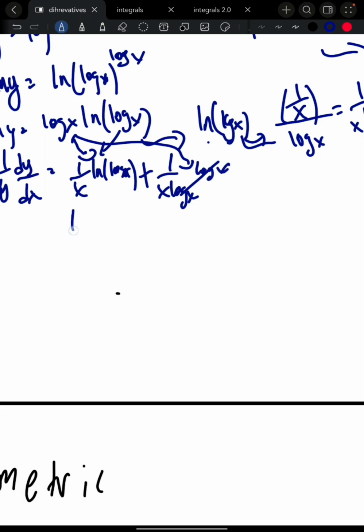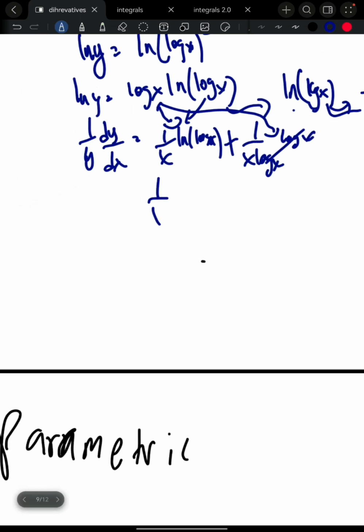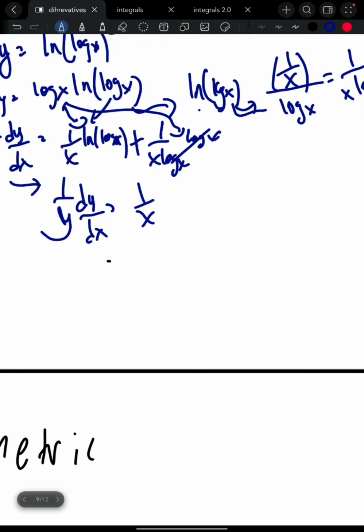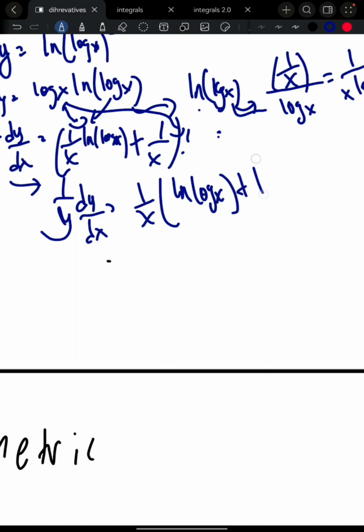So this cancels out, so you get 1 over y dy by dx is equal to 1 over x, and let me just take 1 over x as a common factor from these two, and plus 1.